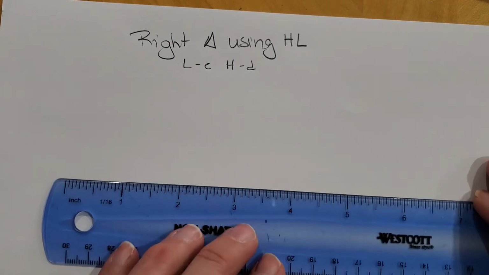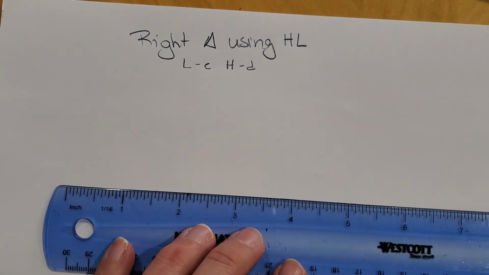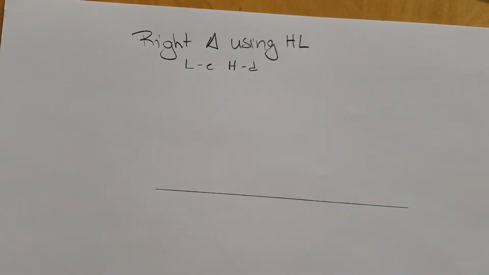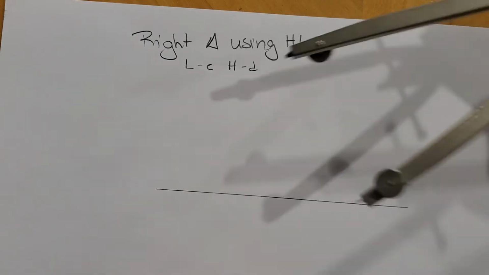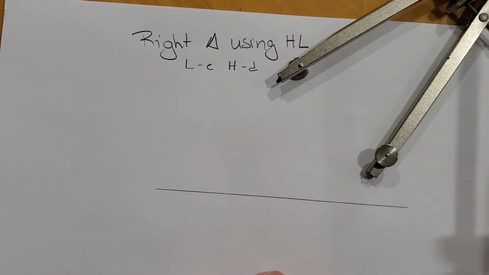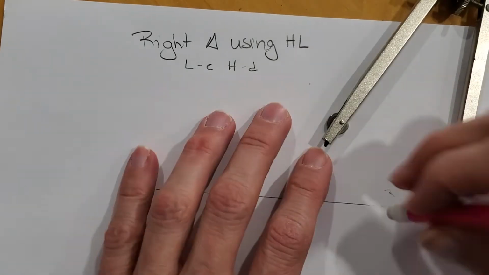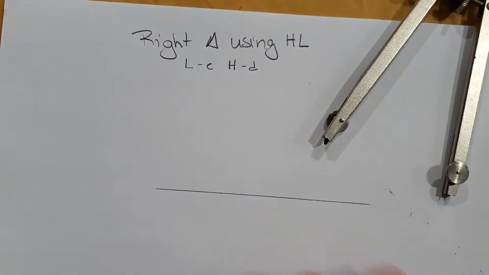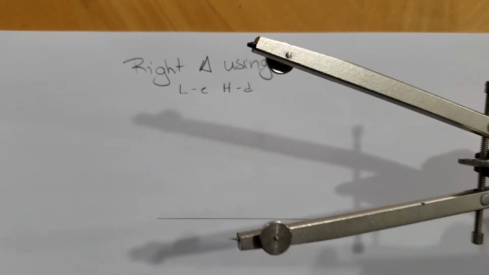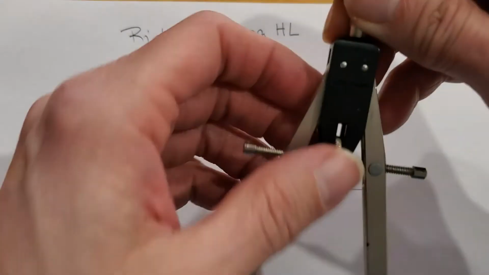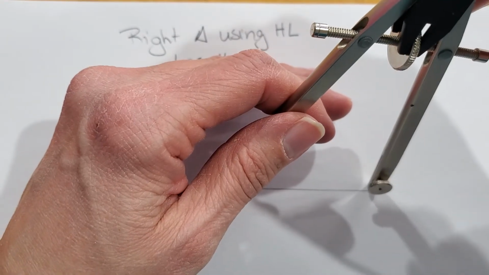The first thing I'm going to do is just draw a random line, any old size, it doesn't matter. And I'm going to construct the perpendicular bisector of this. Actually, I'm going to make it a little shorter because that's really long, so I'm going to just erase part of that. And with my radius, more than half the distance of that, it looks like it, but I'm going to go a little bit more. I'm going to draw an arc.